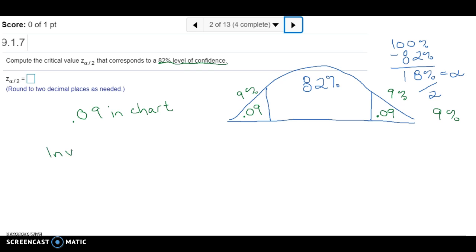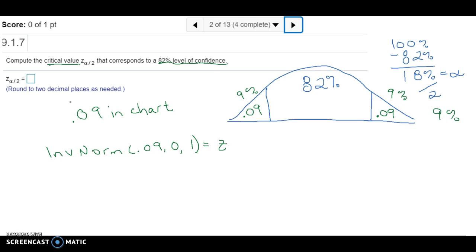The quicker way is using inverse normal in the calculator. 0.09. If it ever asks for a z-score, you put 0, 1. Z-scores always have a mean of 0 and a standard deviation of 1. So that will give you the z-score for that particular area. And if it's negative or positive, it doesn't matter. For critical value, we always assume the positive. So you always put a positive answer here.